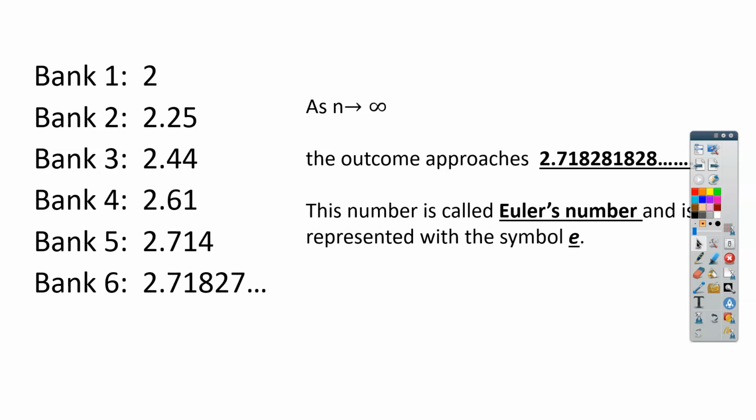Okay? It's approaching an asymptote. So, as n approaches infinity, the outcome approaches this weird number here. So as n gets bigger and bigger, you get that number, and it goes on forever. There's no pattern to it. We call it an irrational number, but it's actually a very special number. It's called Euler's number, and they represent it with a letter E.